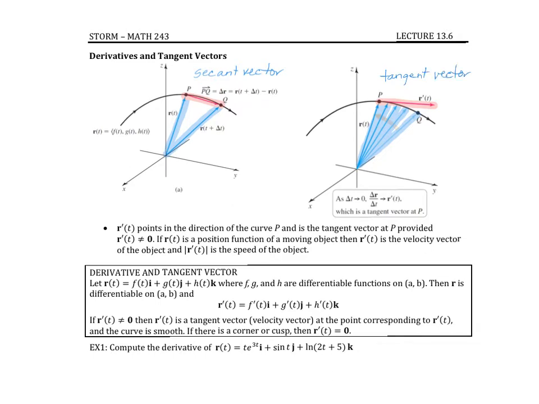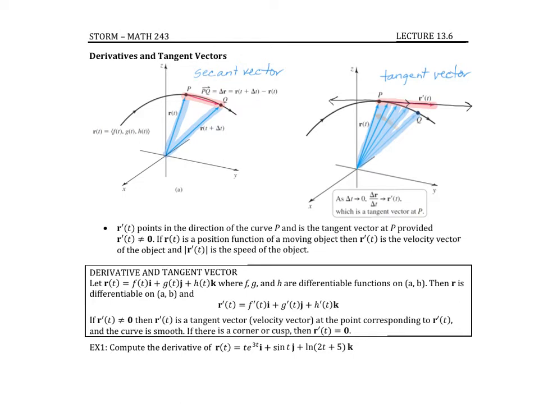Now I said the tangent vector, but I really meant to say a tangent vector. Let's think about this. Any vector pointing in the same direction as r prime is tangent at the point P. It could be shorter, it could be longer, and in fact, it could be going in the opposite direction. There's actually infinitely many vectors tangent at any point on a curve. So r prime is a special vector.